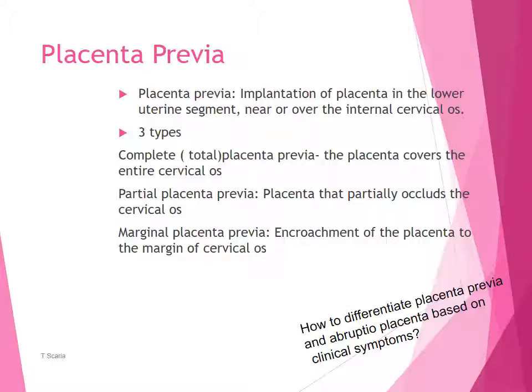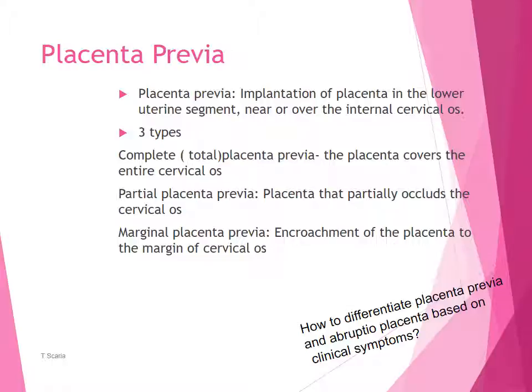Placenta previa. Some people call it placenta praevia also. Placenta previa is an implantation of placenta in the lower uterine segment near or over the internal cervical os. There are three types of placenta previa: complete placenta previa, partial placenta previa, and marginal placenta previa.